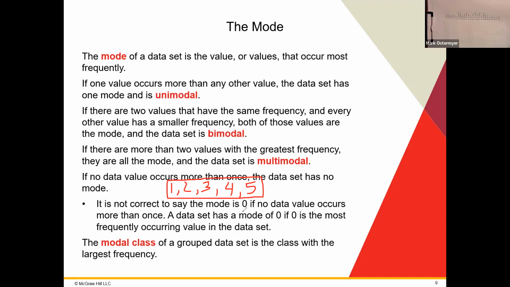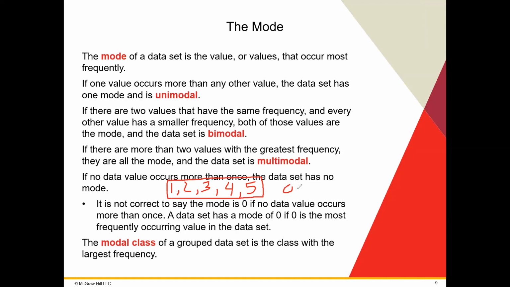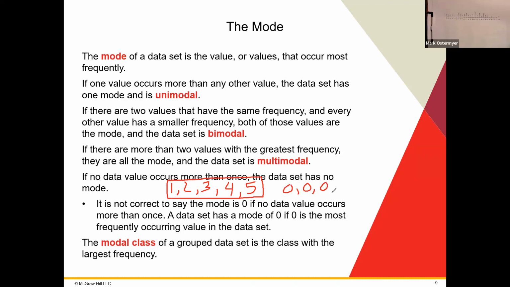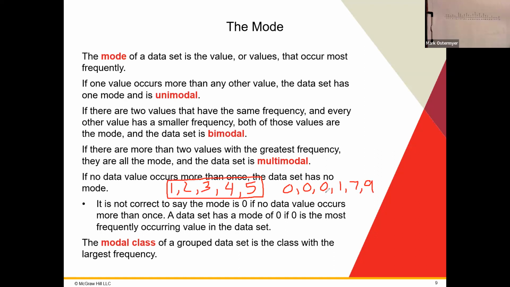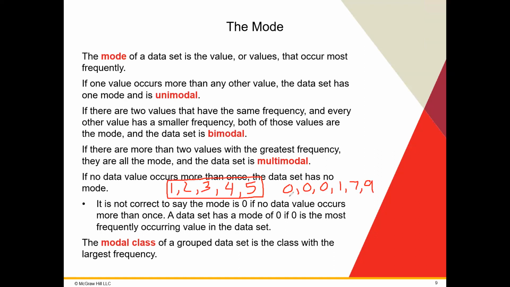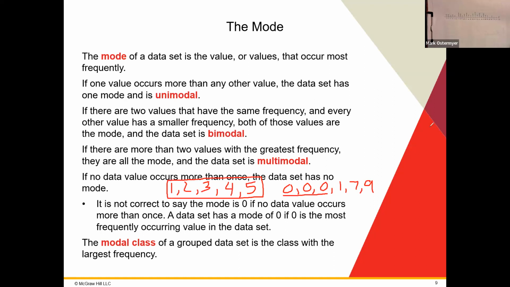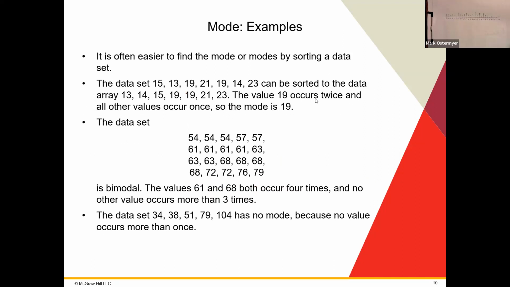When would we say the mode is 0 in a data set, or 0 is the mode? Well, we could say that if we had a data set like this. You agree, ladies and gentlemen, 0 occurs most frequently here? Yes, 0 would be the mode for this data set. Is that clear? That'd be an example where 0 would be the mode.